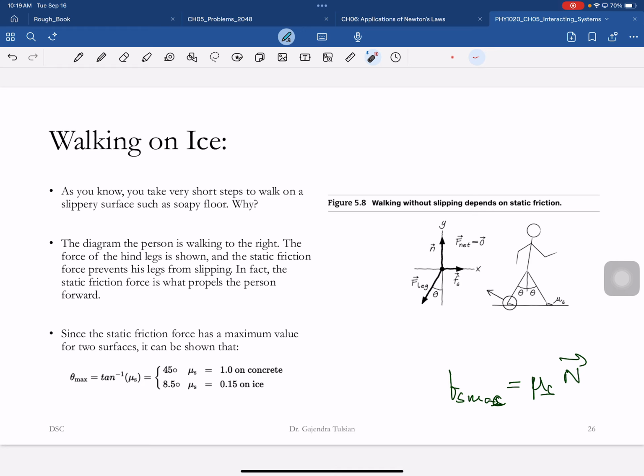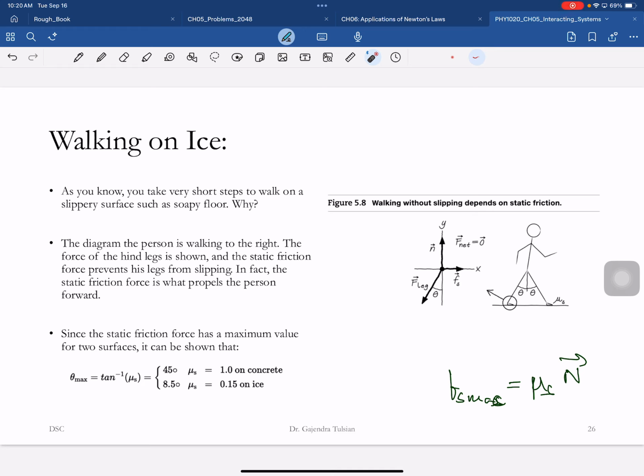Okay, so when I'm pushing on the ground, that's the force my leg exerts. This part of the force is balancing the normal force, my weight. If this part of the force became greater than this force, then my foot would slip. So this angle has to be small. And so you can only take small steps, because you can't make this component of the force greater than that, you would slip.